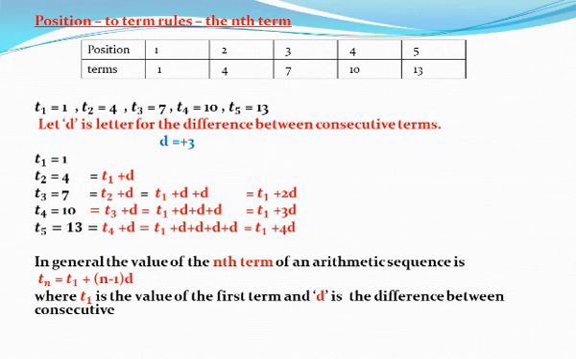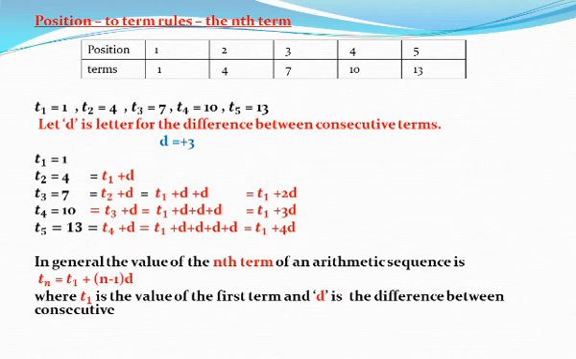T4 is equal to 10. It is T3 plus D. We can write it as T1 plus D plus D plus D. That's equal to T1 plus 3D. T5 is equal to 13. We can write it as T4 plus D. That's equal to T1 plus D plus D plus D plus D. It is T1 plus 4D.